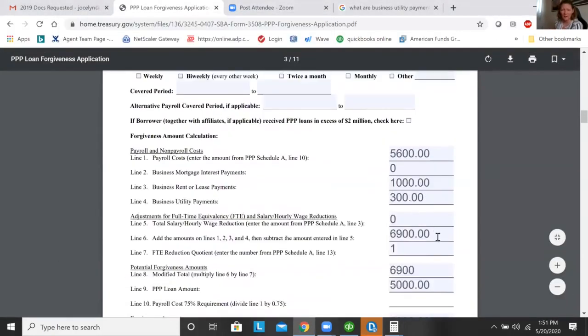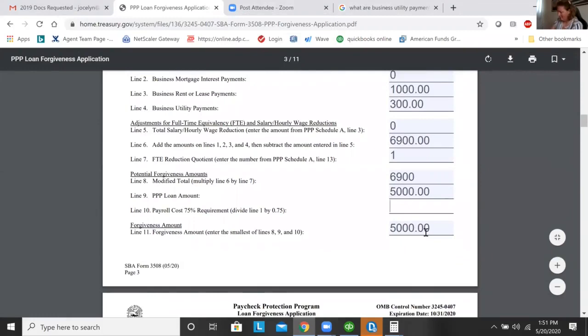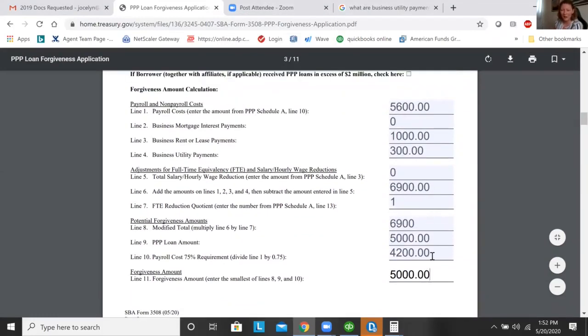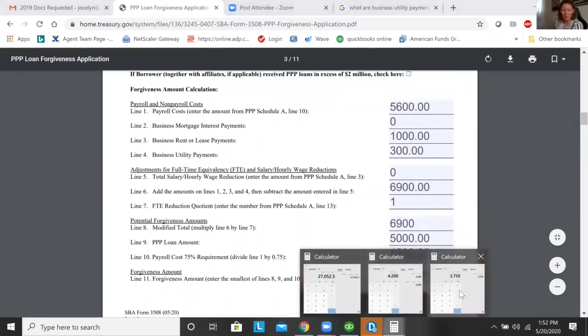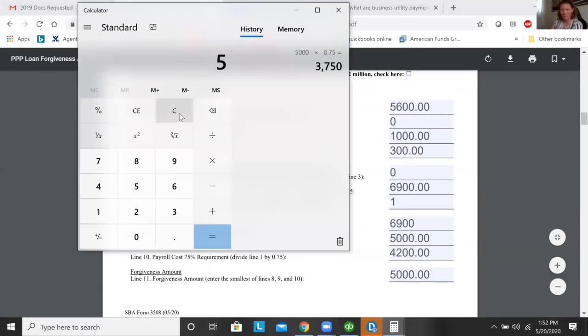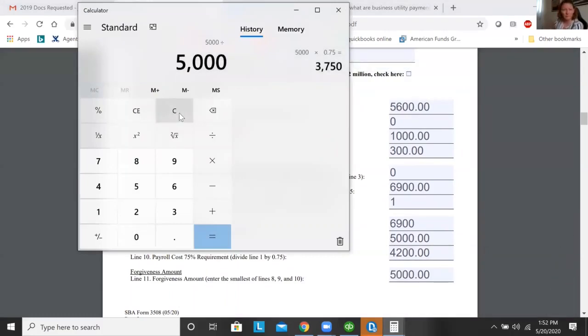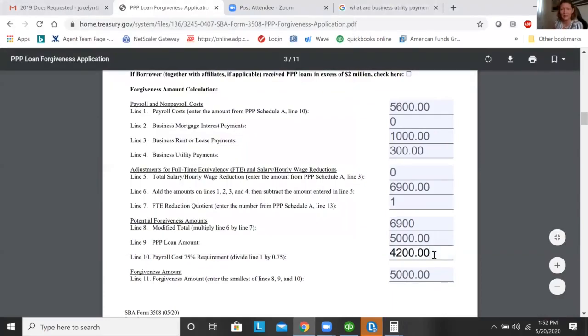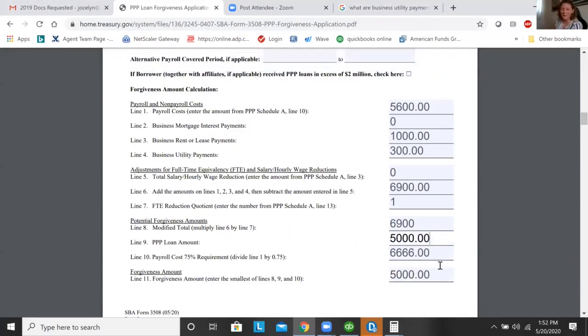That's not going to be right either. Their math is off. Because if you divide, is that right? Well, maybe I did that wrong. Did I do it wrong? Oh no, 6666. You're right, I did it wrong. Thank you, Garrett. So the lower of these is going to be 5. You'll get $5,000 forgiven. And that's the end for self-employed people.